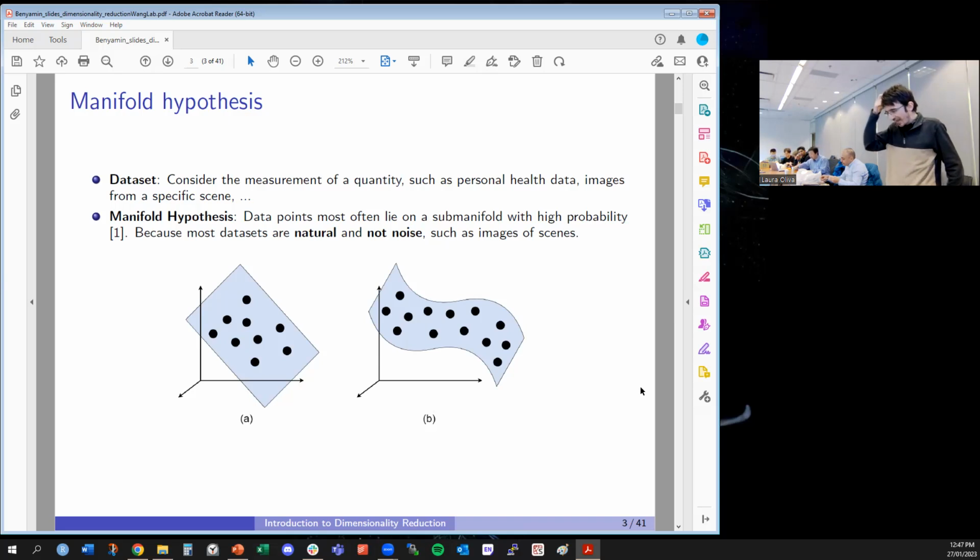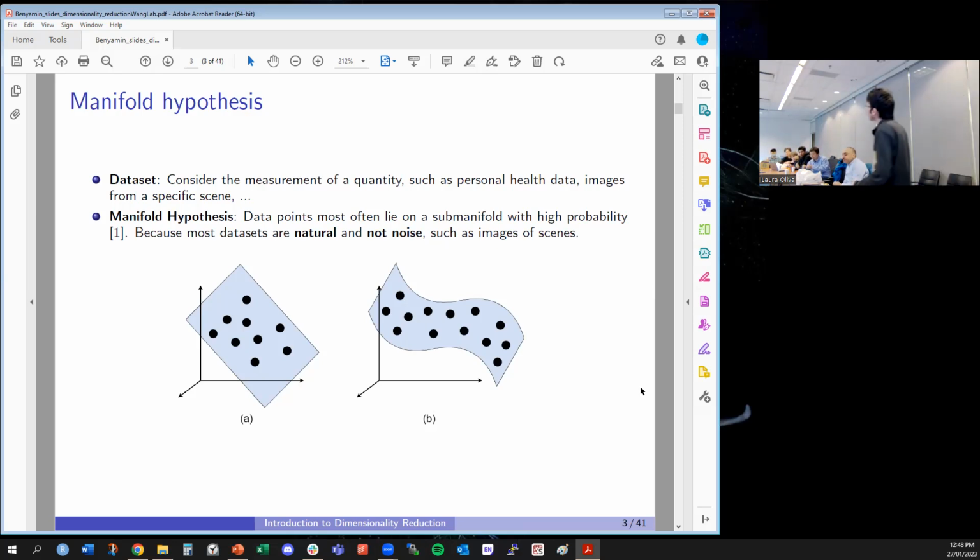As you capture your data, usually, if your data is natural and not random noise, it lies on a submanifold. It doesn't cover the whole space. Do you agree with me? Because if it's random noise, of course, it might be everywhere.